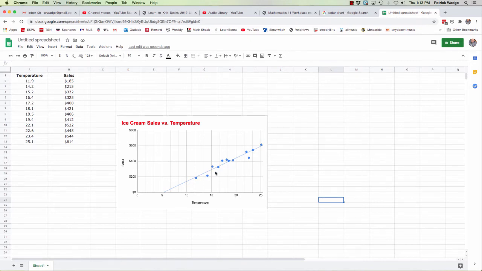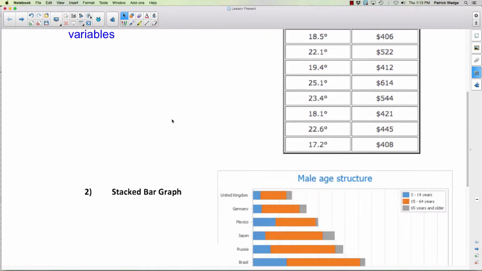And that was the topic when we talked about scatter plots before, when we did extrapolation and interpolation. But I just wanted to reinforce that because it is an extremely important type of graph, especially in math and science. Okay, let's look at another type of graph.